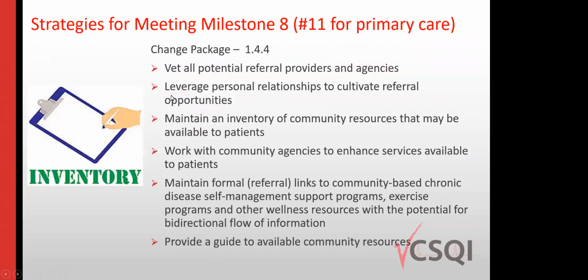All right, so strategies for completing this milestone. We're going to refer to change packet 1.4.4. Examples would be to vet all potential referral providers and agencies, leverage personal relationships to cultivate referral opportunities, and maintain an inventory of community resources that may be available to patients. This would be compiling a list and making sure it's available to all of your team members.